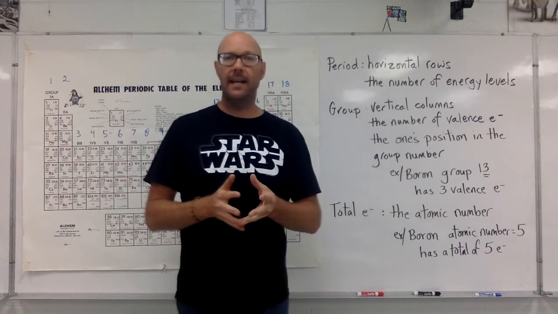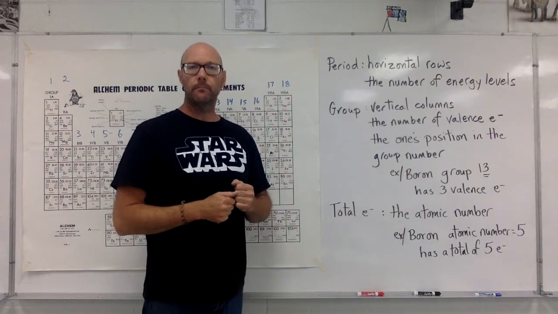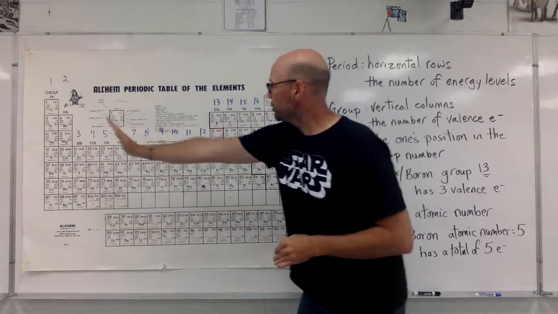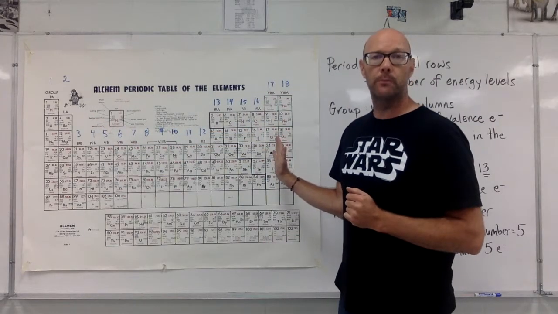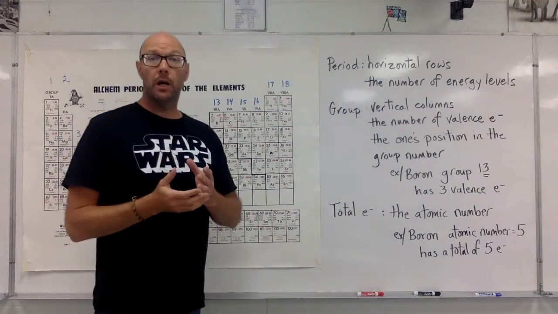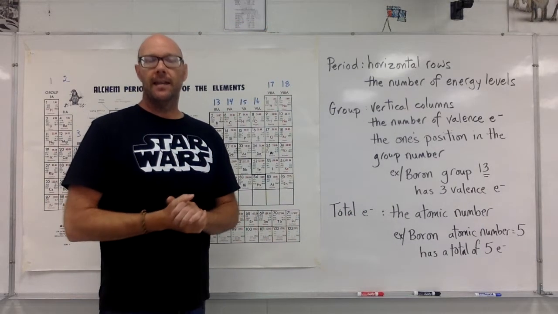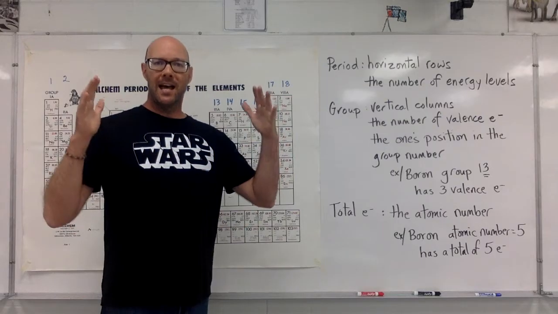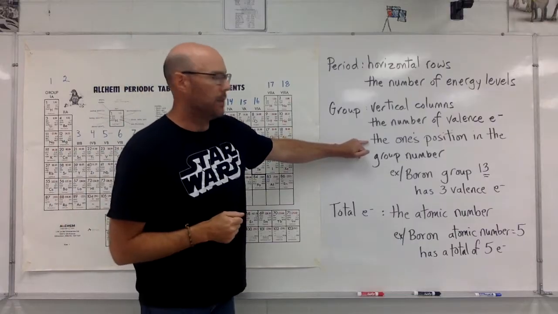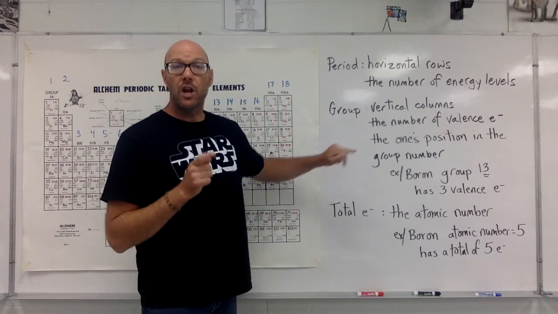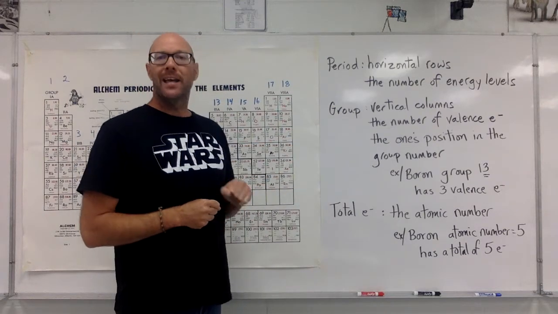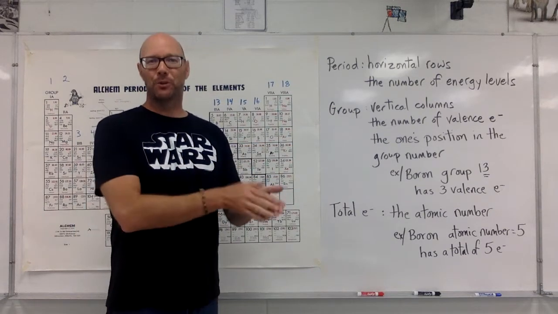Much more important than that is the group. The group are the vertical columns on the periodic table. There's 18 vertical columns on the periodic table. These are arranged by the total number of valence electrons. And that means the number of electrons in the outermost energy level. The thing is, the number of valence electrons corresponds not exactly to the group number, but to the number in the ones position of the group number.